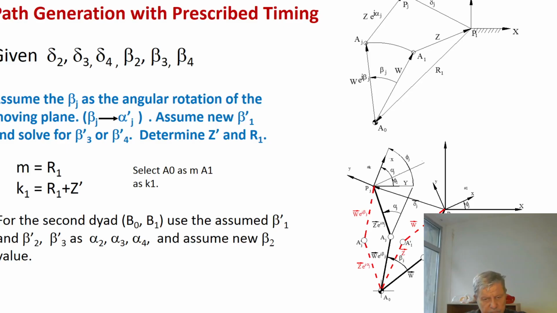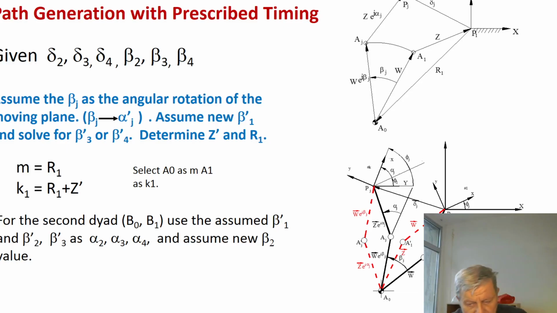Assume beta prime 2, it should be beta prime 2. And solve for beta prime 3, beta prime 4, or one of them. Determine z prime and r1. Okay? That is not your solution, because you have assumed beta as your crank angle.